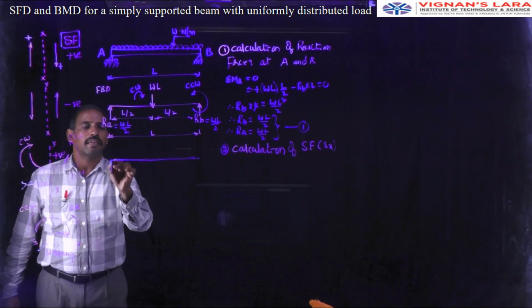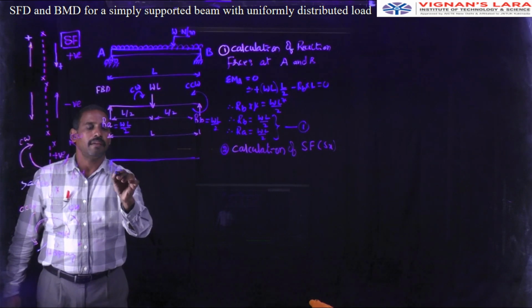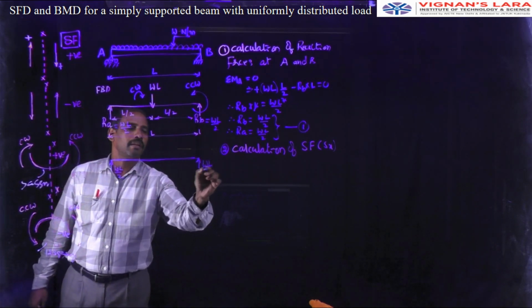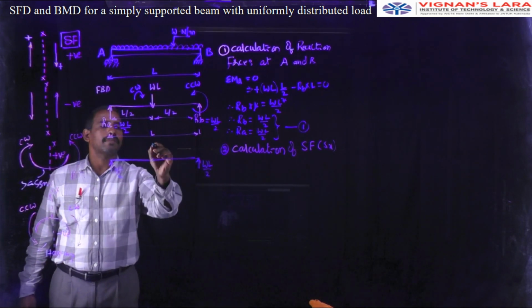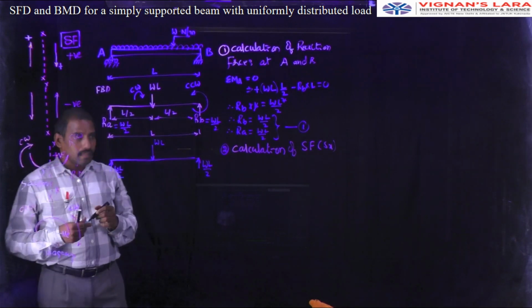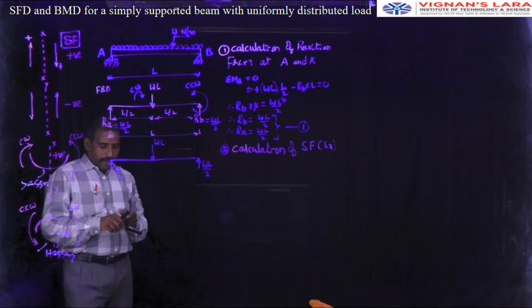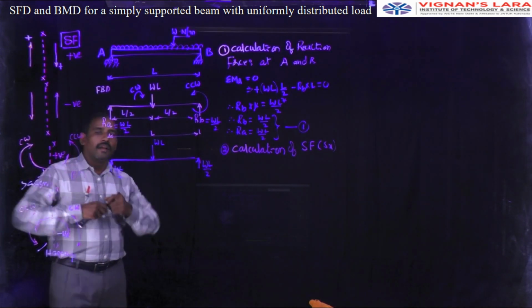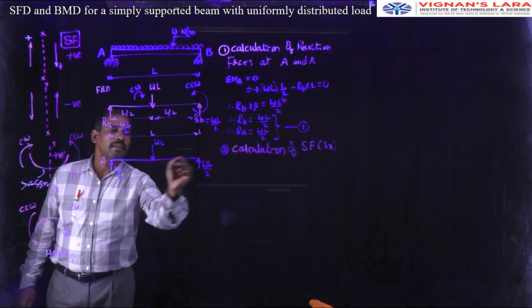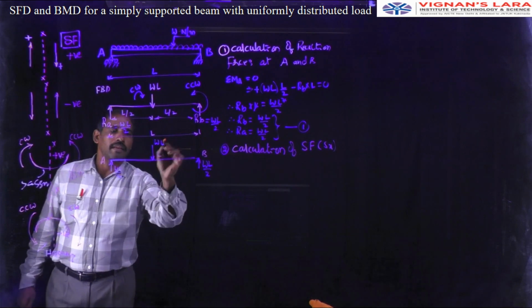Supported, its reaction is WL by 2. Here itself WL by 2. A force of magnitude WL at a distance L. Then I would like to find out the shear force and bending moment initially between A and C.